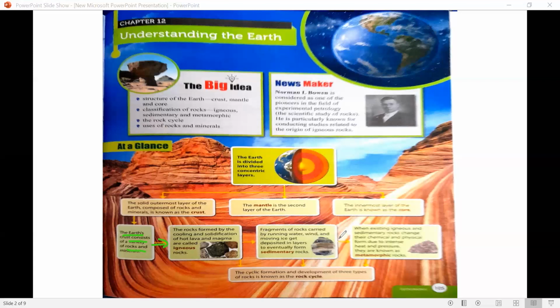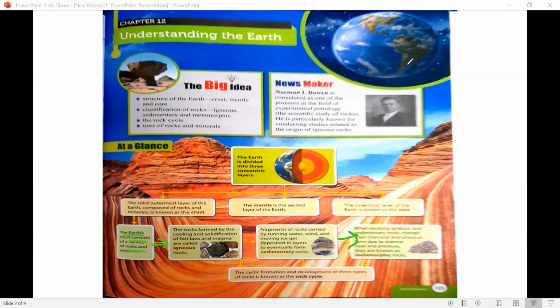Now, if we take a look at metamorphic rocks, this is very easy. When existing igneous and sedimentary rocks change their chemical and physical positions due to intense heat and pressure, they convert themselves into metamorphic rocks. So we have to look at what metamorphic rocks are.